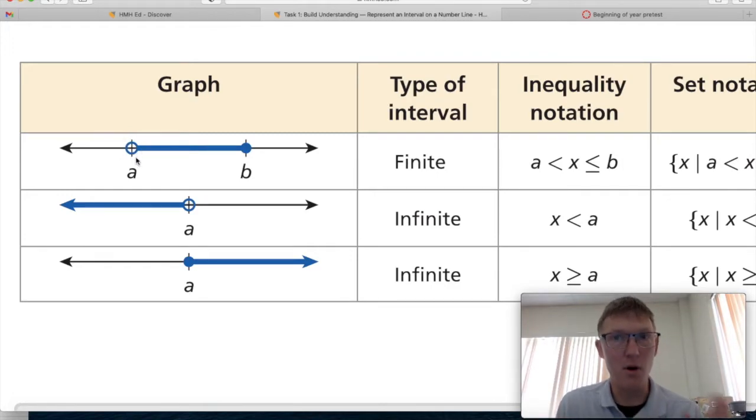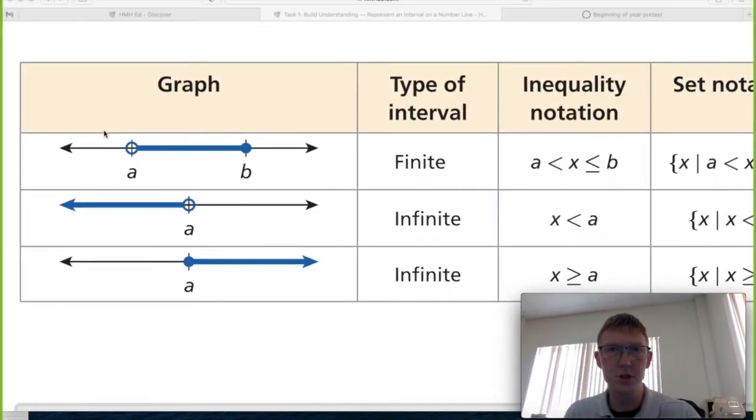So again, I'm hoping that this is kind of a review at this point, but an open circle does not include A, or whatever number this is at. A closed circle does include B, or whatever number this is at. Okay? So let's look at how to write these intervals.